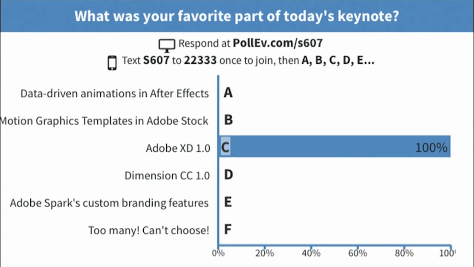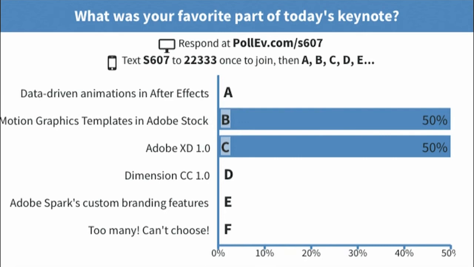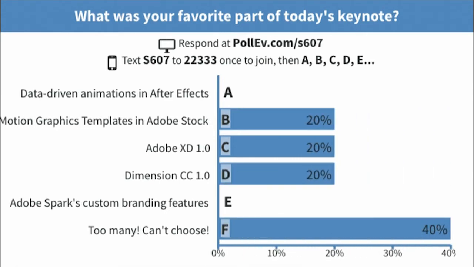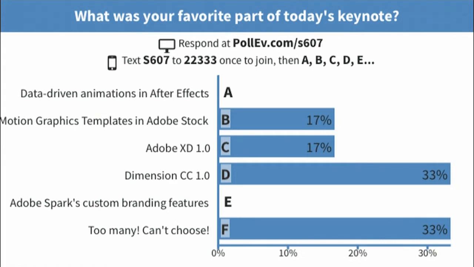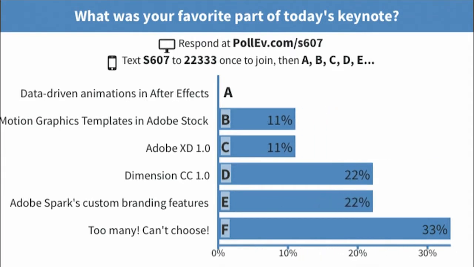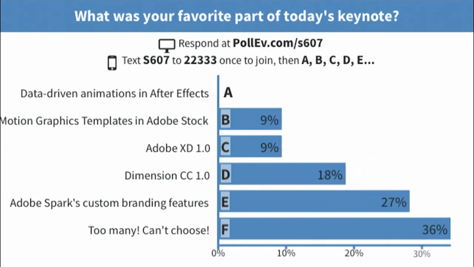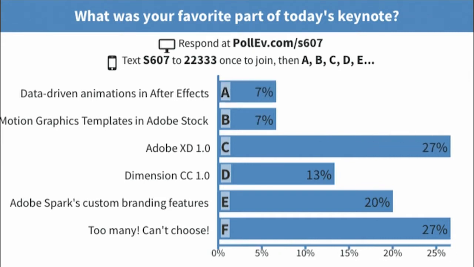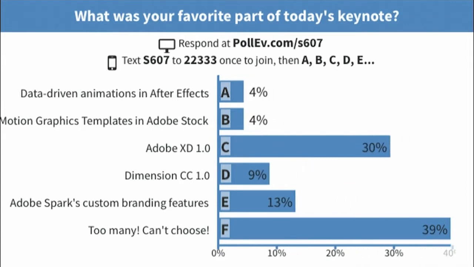Was it the data-driven animations in After Effects? Was it the motion graphics templates in Adobe Stock? Was it the song? Was it Adobe XD, Dimension 1.0? Was it Adobe Spark and the custom branding features? Or is it too hard to choose one? So let us know your favorite thing that you saw. If you have one that's not listed, then too many, can't choose, is fine. This is just a representative sample.